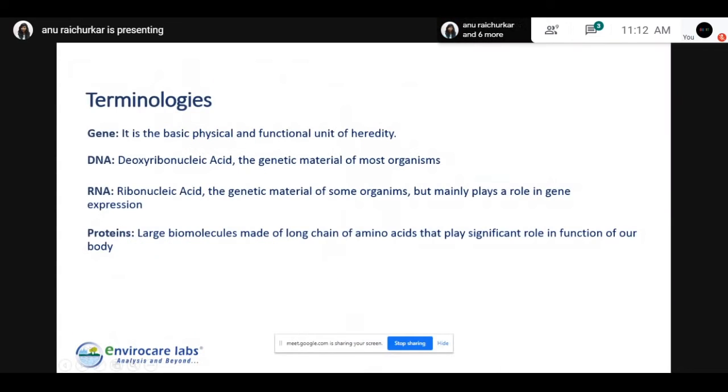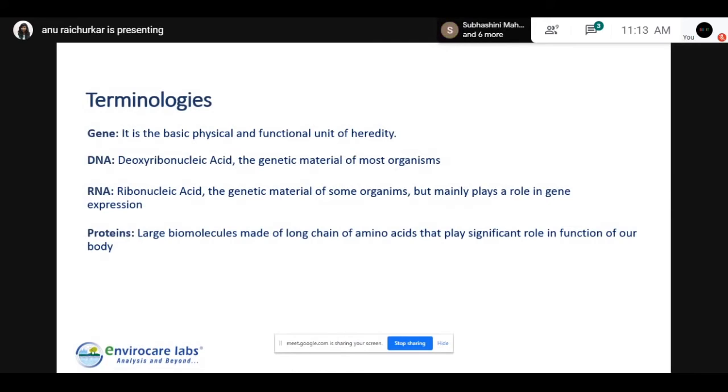These are some of the buzzwords that we commonly hear in molecular biology: gene, DNA, RNA, protein. I'm sure many of you have heard these terms, but very few people understand what exactly they mean. A gene is a sequence of information which acts as the basic physical and functional unit of heredity, and it is the genes that are actually transferred from one generation to the other.